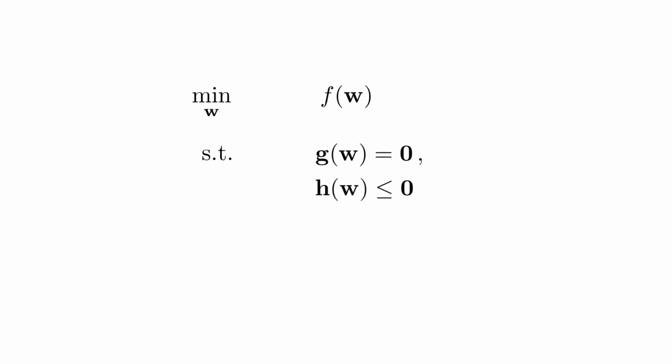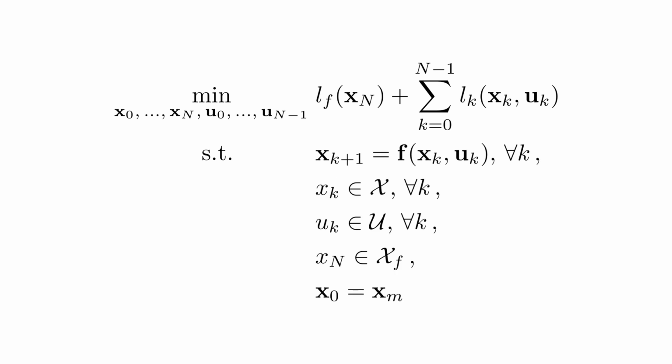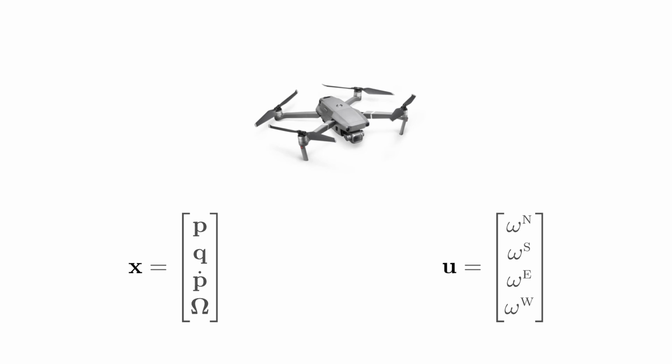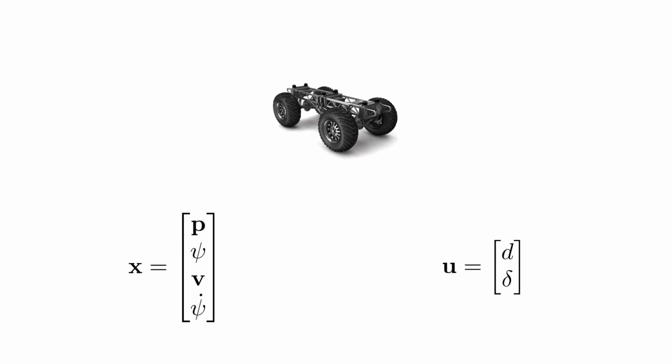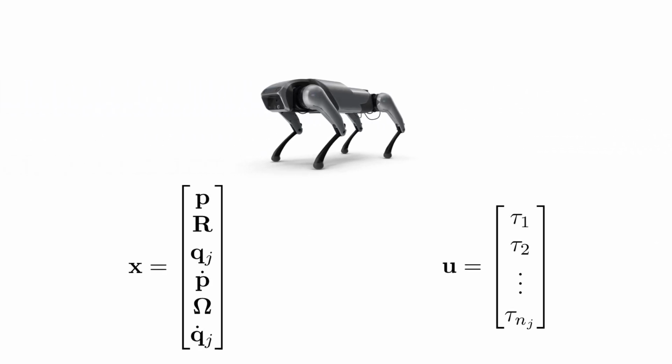For example, standard optimal control problems optimize sequences of states and inputs over a discrete time horizon n. Even these formulations abstract important information about the system from the problem. States and inputs have different meanings for different robotic systems. For instance, a quadrotor's state and input are different from those of a radio-controlled car living in a two-dimensional world, and even more so compared to the state and input spaces of a quadruped robot.